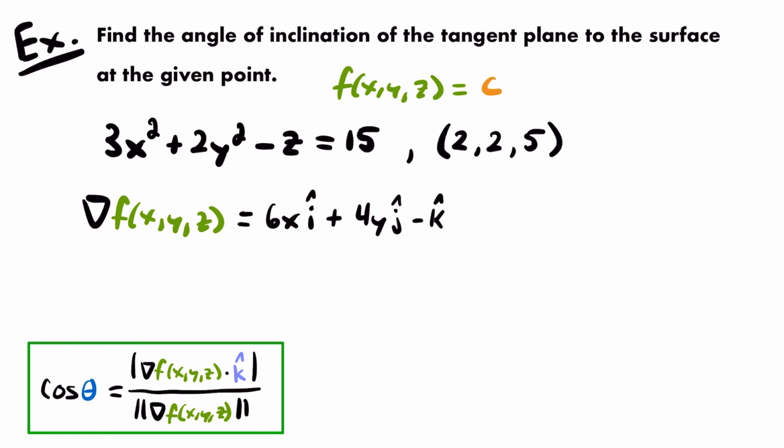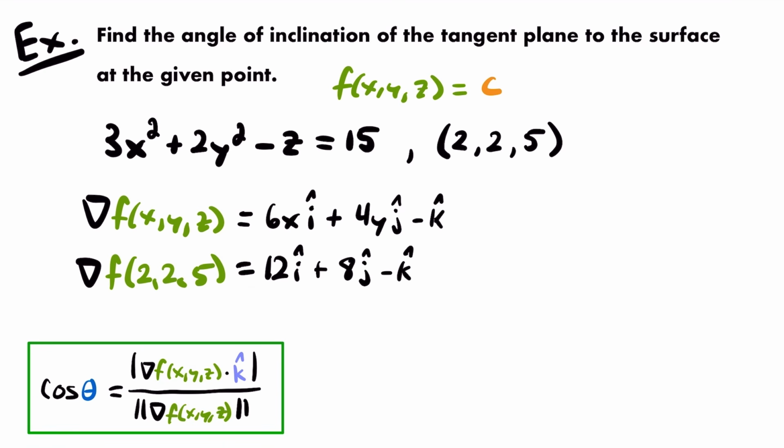Okay, and then what we want to do is find the specific gradient vector, or the specific normal vector, at this point, and that will give us the specific normal vector for the tangent plane at that point on the surface. So let's evaluate it at the point (2, 2, 5). The gradient of f at (2, 2, 5) is equal to 6 times 2, which is 12, so we have 12i, plus 4 times y, so 4 times 2, which is 8. So we have 8j minus k. Okay, there's nothing for z. We don't have to plug in 5 for anything.